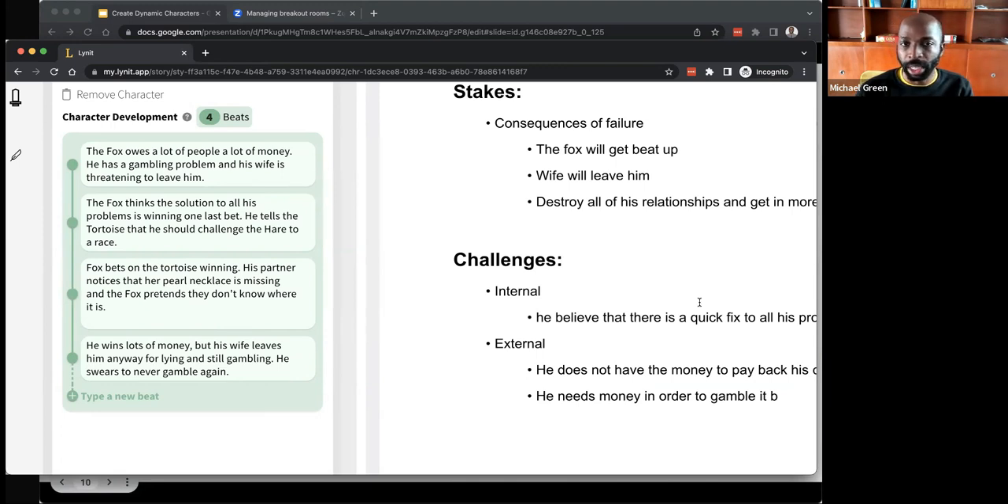Now, if we wanted to turn this into a negative development type, which beat or beats would we need to change in order to make that happen?